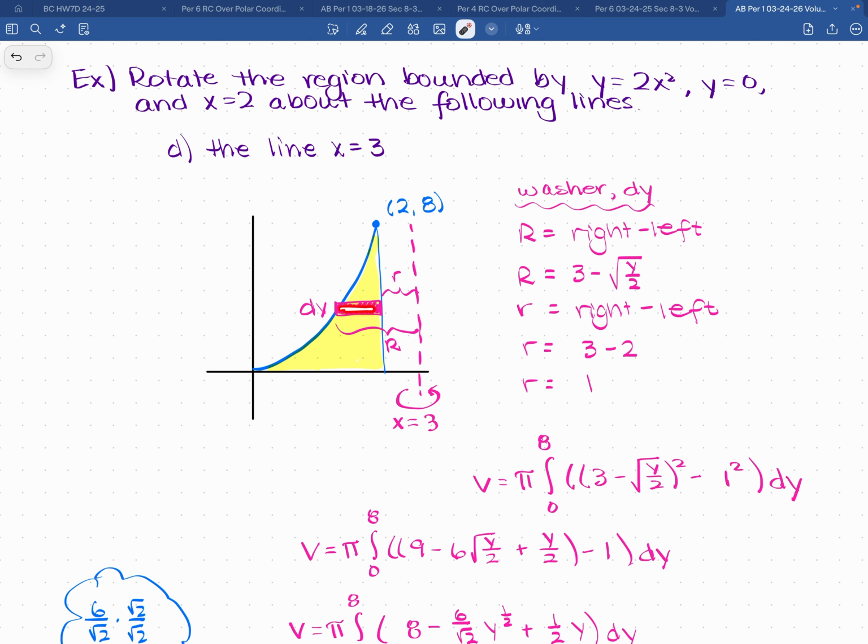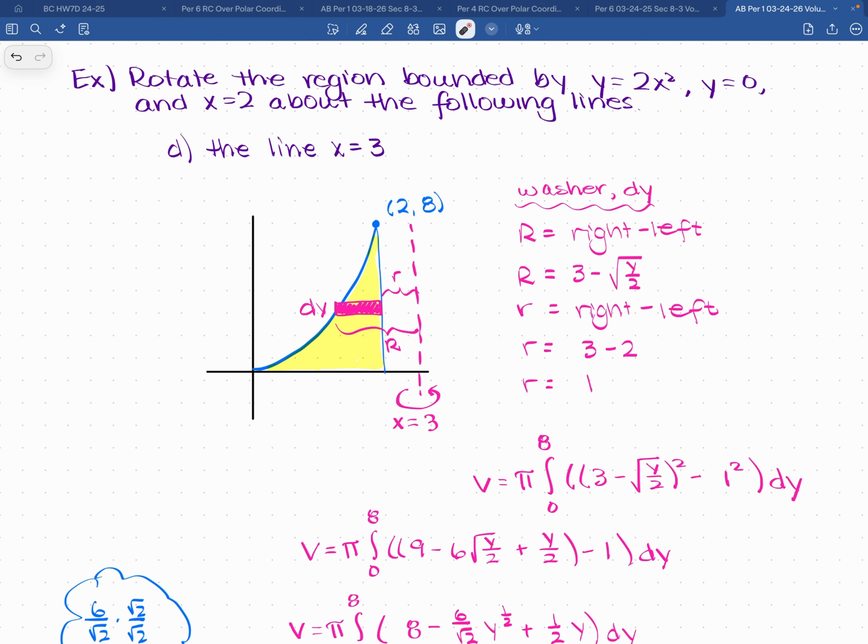And also, the rectangle does not touch the axis of rotation, therefore it's a washer problem. All right, that means we also have an outer and an inner radius, so let's figure them out. Our outer radius goes between the axis of rotation and the outer edge of the rectangle, but it's always right minus left. And so on the outer is x equals 3, and on the left side is going to be x equals the square root of y over 2. Remember, since it is a dy problem, you're going to want to take this parabola and solve for x. And again, that doesn't simplify, so that's our outer radius.